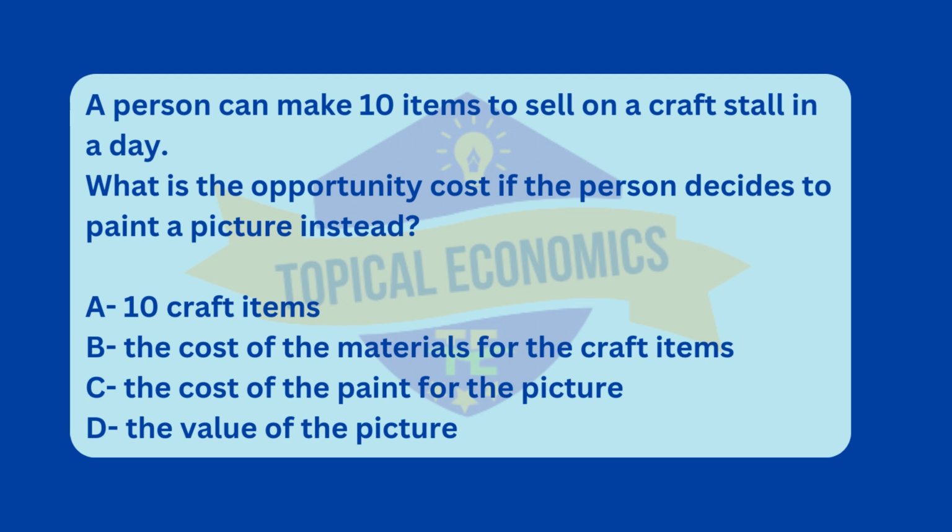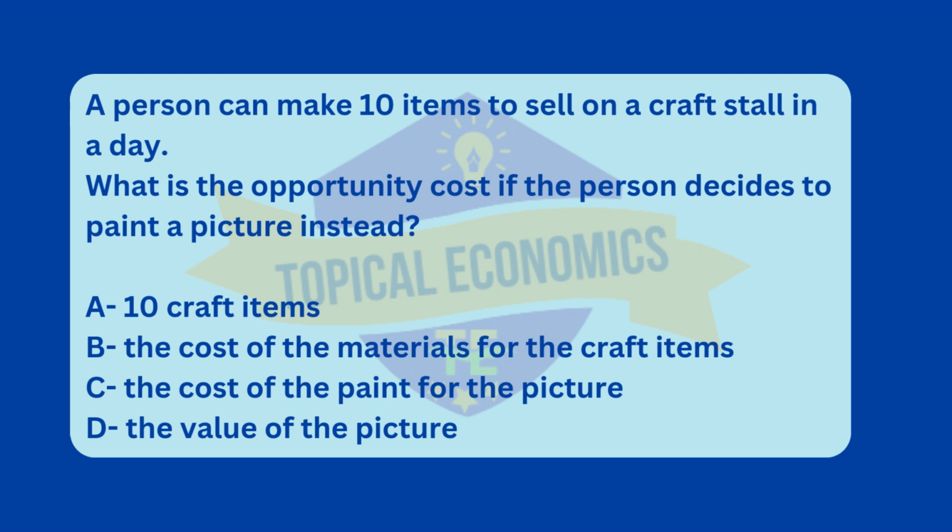The correct answer for this question is option A, 10 craft items. Opportunity cost is the value of the next best alternative that is foregone when a choice is made. In this case, the person can either make 10 craft items to sell or choose to paint a picture. By choosing to paint the picture, the person forgoes the opportunity to make the 10 craft items that could have been sold at the craft stall.